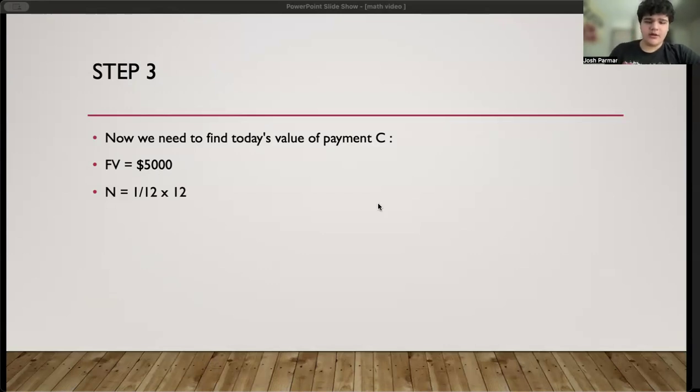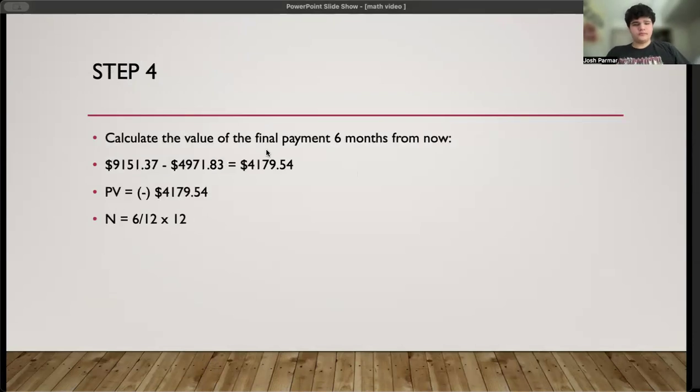Now we're going to put in our 5,000 for future value. Then we're just going to go right ahead and compute our present value, being 4,971 and 83 cents. All right. So we got that, and now we're on to step four.